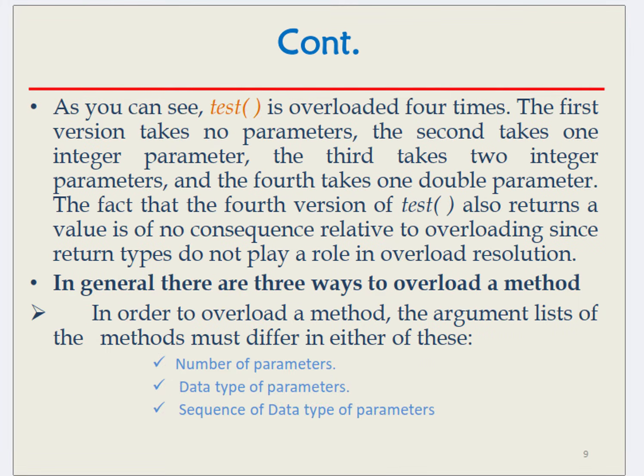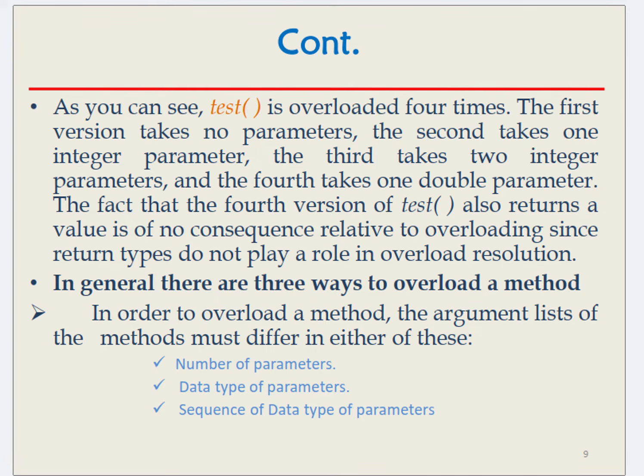As you can see, test is overloaded 4 times. The first version takes no parameters, the second takes one integer parameter, the third takes two integer parameters, and the fourth takes one double parameter. The fact that the fourth version of test also returns a value is of no consequence relative to overloading, since return types do not play a role in overload resolution.